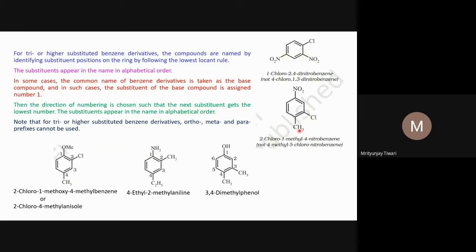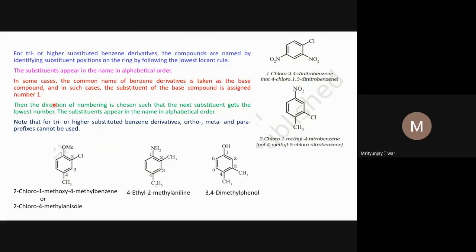So we'll write the name of this compound as what? Again, for the naming we see the alphabetical order of the substituents. Chloro comes first, then methyl comes second, then nitro, M then N. So this is 2-chloro, 1-methyl, 4-nitro, benzene. So that is the name of this compound.